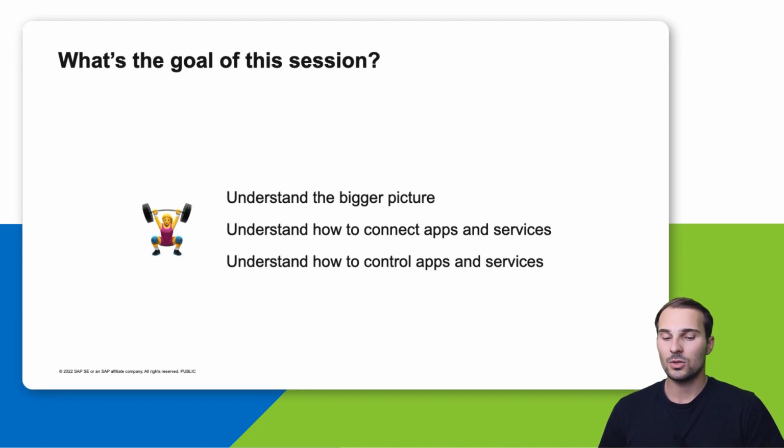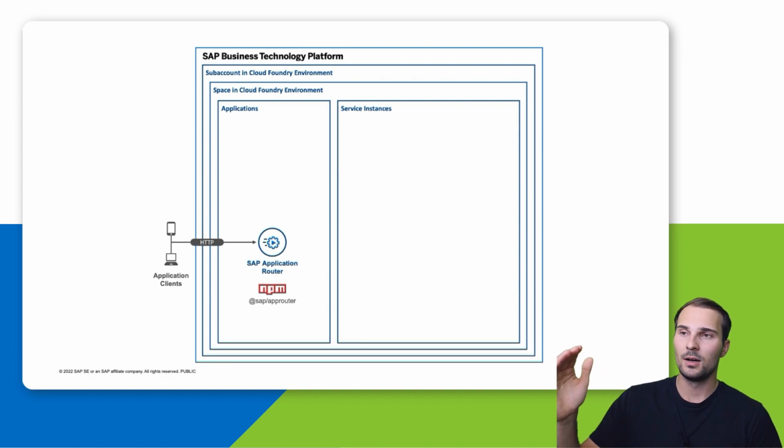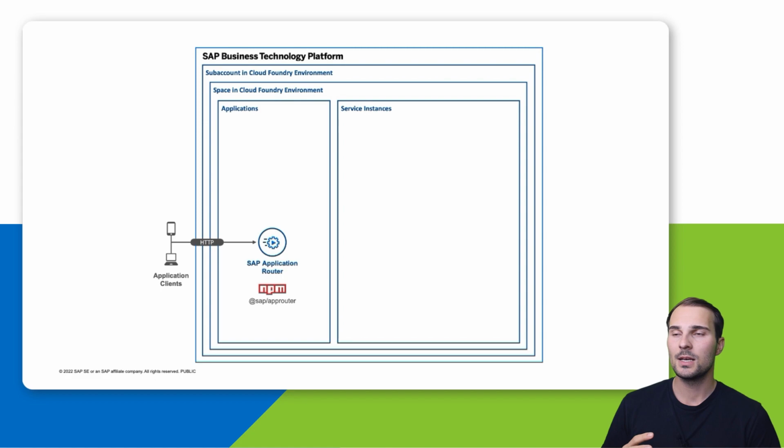Okay, so let's check out the architecture of the app that we're going to build today real quick. Okay, we're going to start with the SAP Approuter, all right? And by the way, this architecture might look pretty complicated, but it's actually just the structure of Cloud Foundry. So we have the business technology platform where we have a sub-account of the Cloud Foundry environment. In that sub-account, we have a space. And in that space, we have applications and service instances. And the SAP Approuter that we're going to build is one of those apps. That's going to be our starting point.